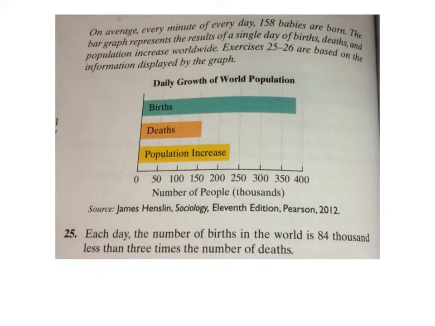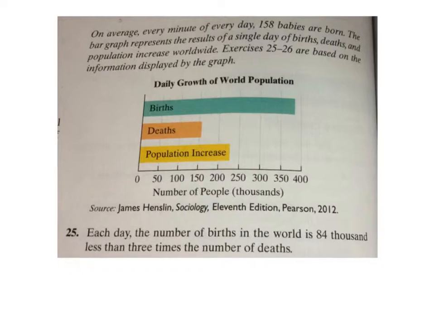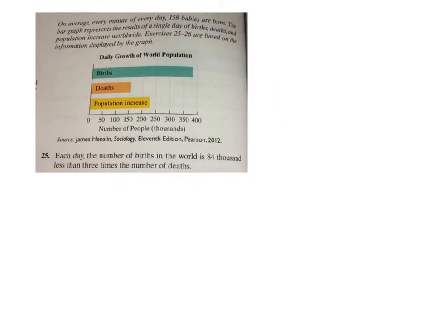And each day, so number 25, each day the number of births in the world is 84,000 less than 3 times the number of deaths. So let's translate this English phrase into an algebraic expression and eventually an equation. We're talking about the number of births, so I'm just going to call that B, is 84,000 less than 3 times the number of deaths. So maybe call deaths D.